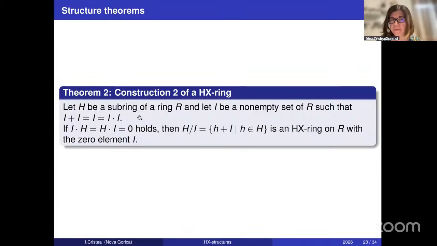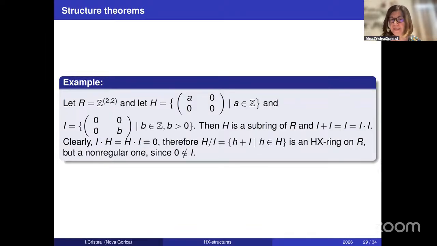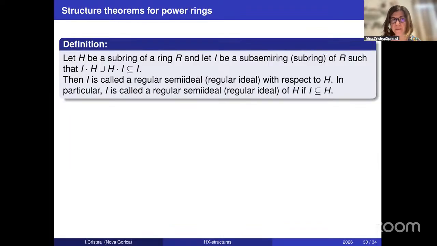The second construction starts from a subring. Again, I is a non-empty subset of R such that it's an idempotent with respect to both operations. And if we have these supplementary conditions, so the multiplication between A and H on the left and right side is 0, then again we obtain an HX ring on R. Here is an example, again from the matrices 2 by 2, satisfying the previous theorem.